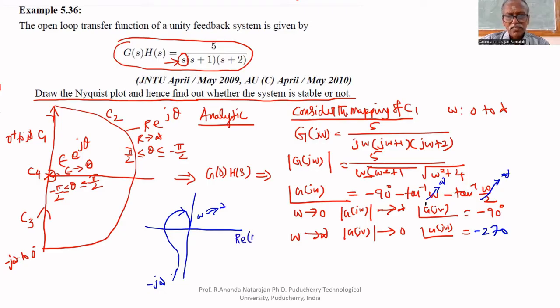Real part of gh, imaginary part of gh. So that plane is the gh plane. This is in the s plane. So now we did the mapping for C1. Now we have to do the mapping for C2.